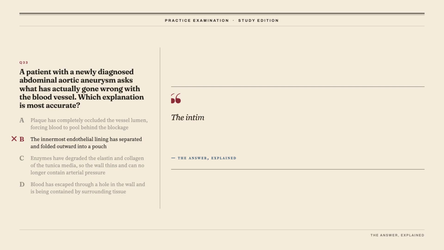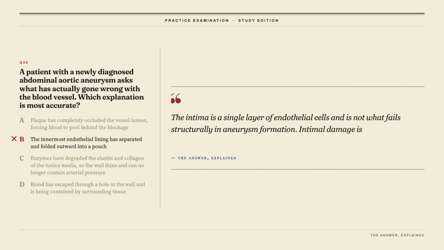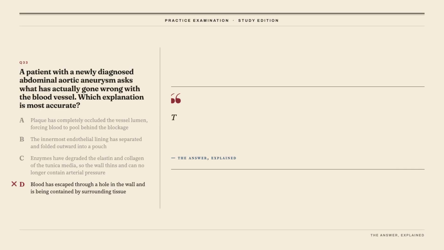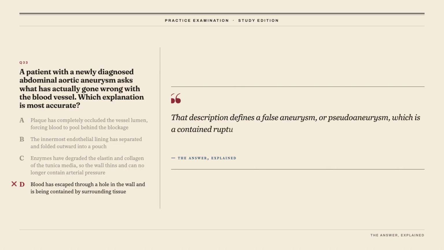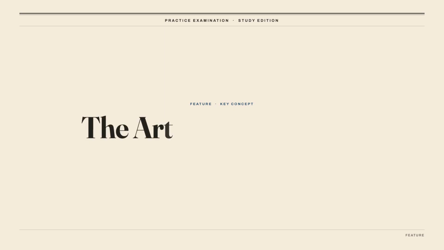B is wrong because the intima is a single layer of endothelial cells and is not what fails structurally in aneurysm formation. Intimal damage is where atherosclerosis begins, but the media is where the aneurysm forms. D is wrong because that description defines a false aneurysm or pseudoaneurysm, which is a contained rupture rather than a true dilation. True aneurysms involve stretching of all three intact layers.